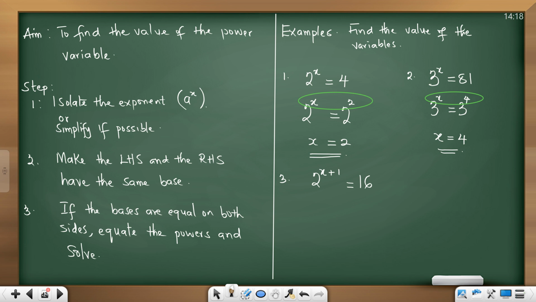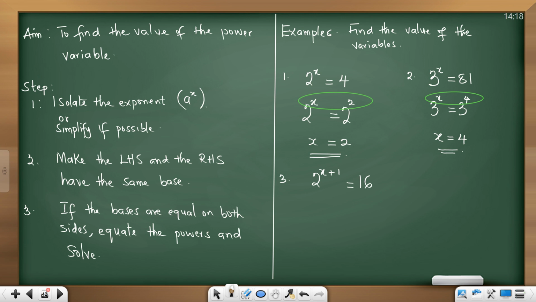Now we're beginning with some crazy stuff. Number 3. We're going to follow the same principle. All right. So this 2 has a power of x plus 1. The x plus 1 is actually a power there.